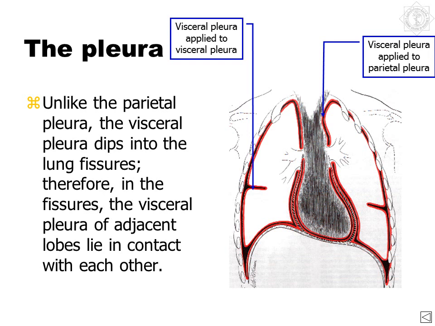The pleura has a peripheral layer, which we call the visceral pleura, applied to the lung, and the parietal pleura. Unlike the parietal pleura, the visceral pleura dips deep into the lung fissures. Therefore, in the fissure, the visceral pleura of adjacent lobes lie in contact with each other.